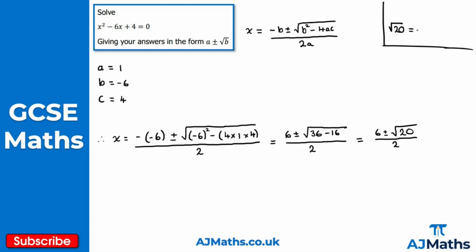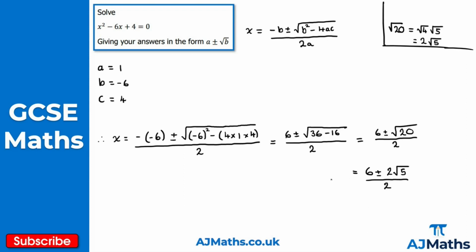So I can write this as root 4 times root 5. In that case, we could write this as 2 root 5 because the square root of 4 is 2. So in that case, I can write this as 6 plus or minus 2 root 5, because that's the same as root 20, so 2 root 5. And this is all divided by 2 here.